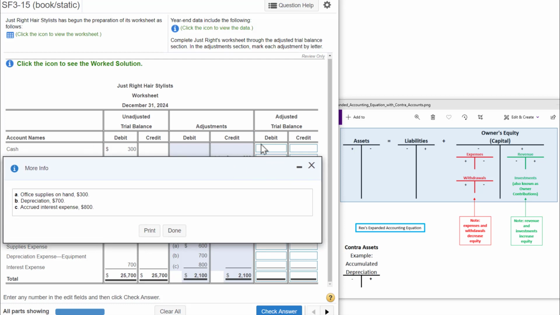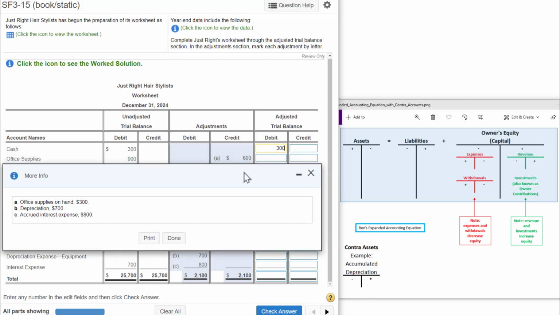So what we're going to do is update the adjusted trial balance, which means we're going to take the unadjusted trial balance, either increase or decrease it based on the adjustment, and then put the new balance. Obviously, there is no adjustment to cash, so we still have only $300 of cash.